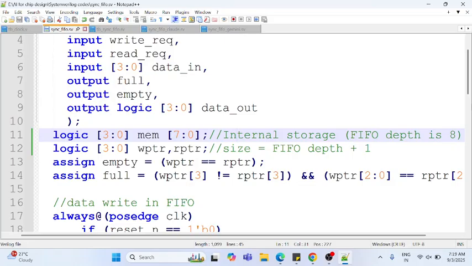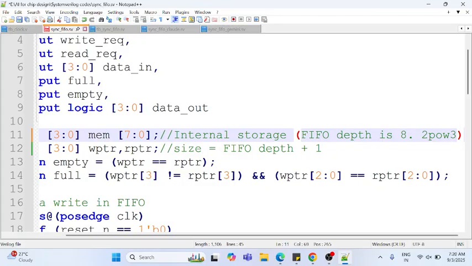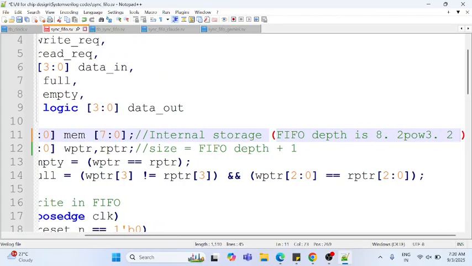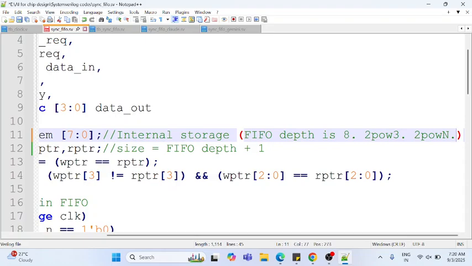FIFO depth is 8, so it is 2 power 3. So we say 2 power n. The size should be equal to n plus 1. That's a better understanding.